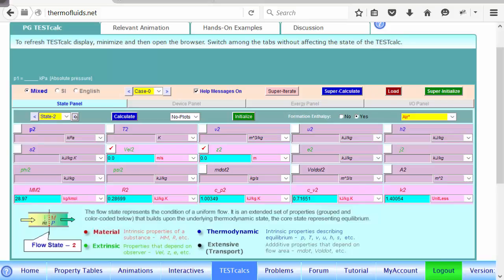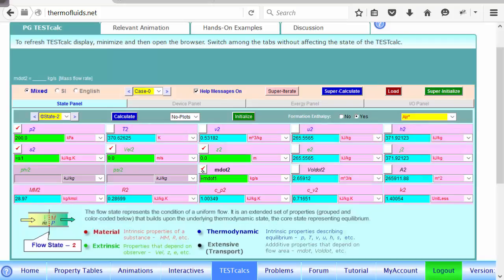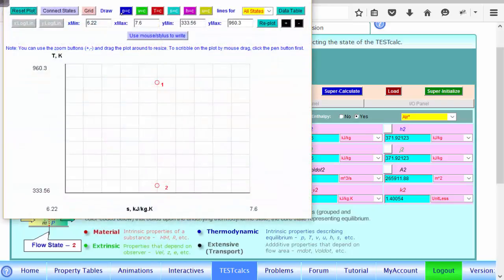For state 2, we had 200 kPa and entropy remains constant. P equals P, S1 equals S2. Mass flow rate doesn't change. And we calculated the temperature, so it's matched with what we calculated. As you can see, we can do a TS diagram to make sure the entropies are vertically aligned. If you do the constant pressure lines, that's how they look on the TS diagram.